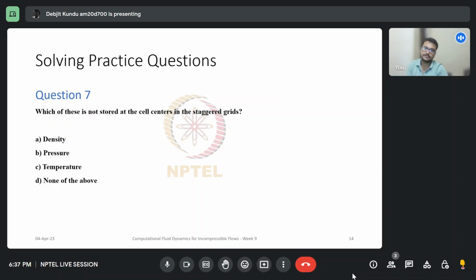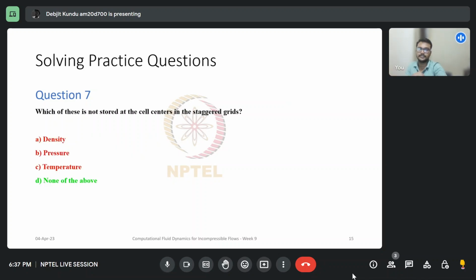Which of these is not stored at the cell centers in the staggered grids? Is it option A, density, option B, pressure, option C, temperature, or option D, none of the above? So let's have a look at the solution.